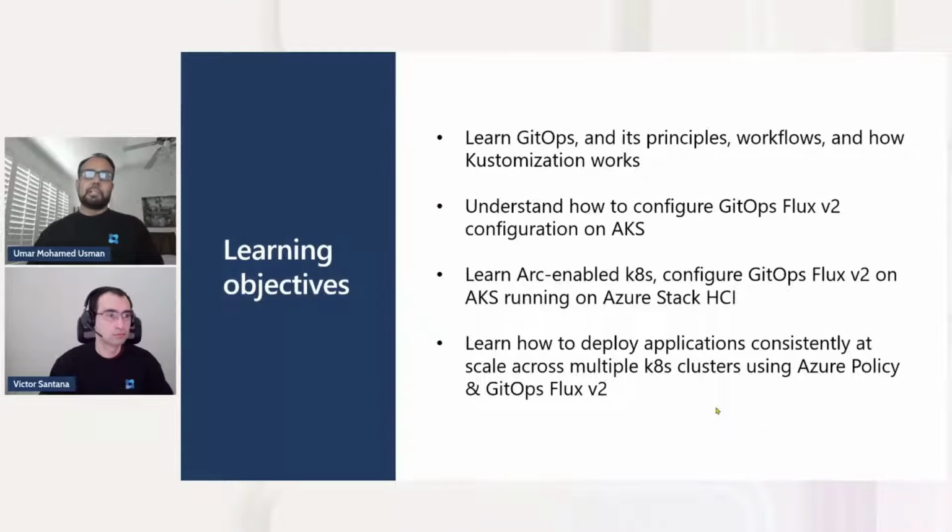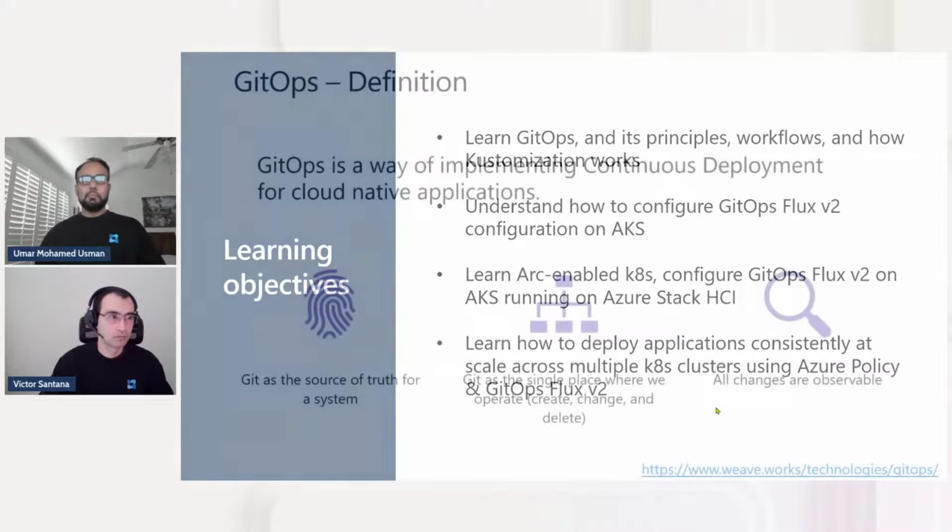In terms of learning objectives, like I said, we will learn what is GitOps first and some of the benefits, principles, and all of that. And also we'll look into customization. Flux has its own customization object, and we'll look into how that works as well. And we'll look into configuring GitOps on AKS, and we'll jump into Arc-enabled Kubernetes, understand Arc-enabled Kubernetes, and how you configure GitOps on Arc-enabled Kubernetes clusters. Finally, how you deploy applications consistently at scale. So that's the learning objective.